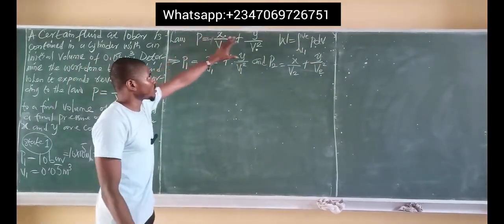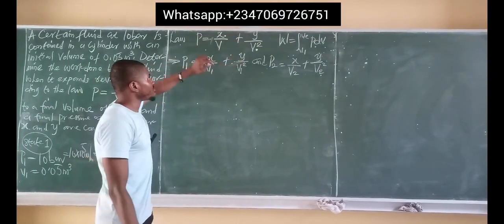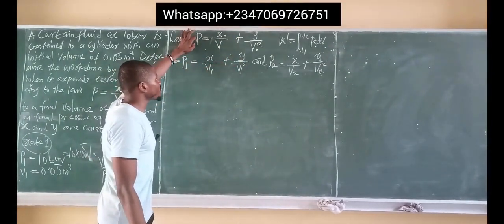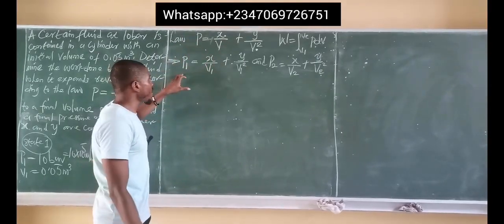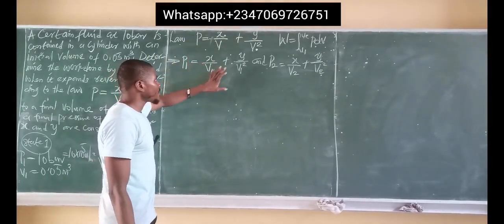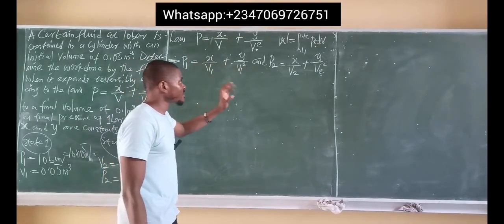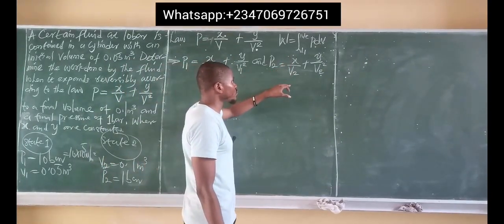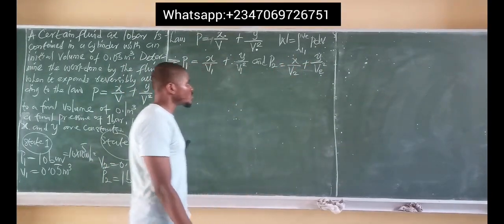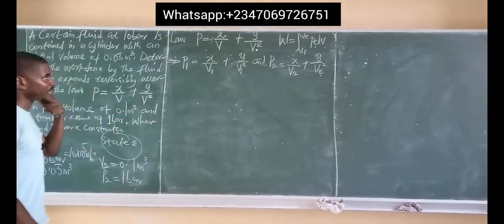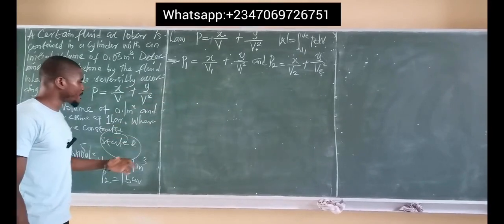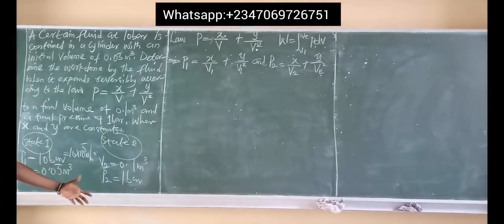If this law is true, then it means that the value of pressure at the initial state corresponds to the value of volume at the initial state. So P1 is equal to x over V1 plus y over V1 squared, same thing as P2 is equal to x over V2 plus y all over V2 all squared. Having known this, we can now satisfy this law by plugging in the values from the conditions into the equation.